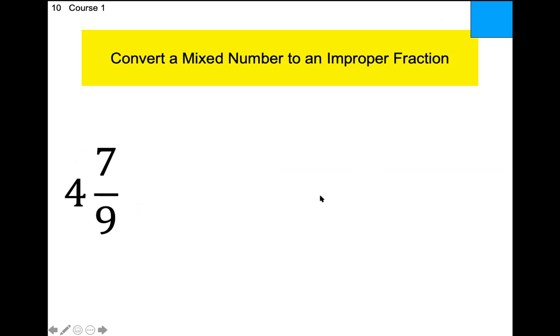All right, here we go. 4 and 7/9. Write that down. Beat me to the answer. Do not yell out the answer.